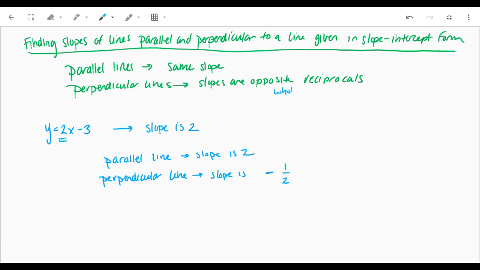Whole numbers are just like over 1. So again, if the slope is 2, treat it as 2 over 1. Okay, and that's it for that one. Next one.